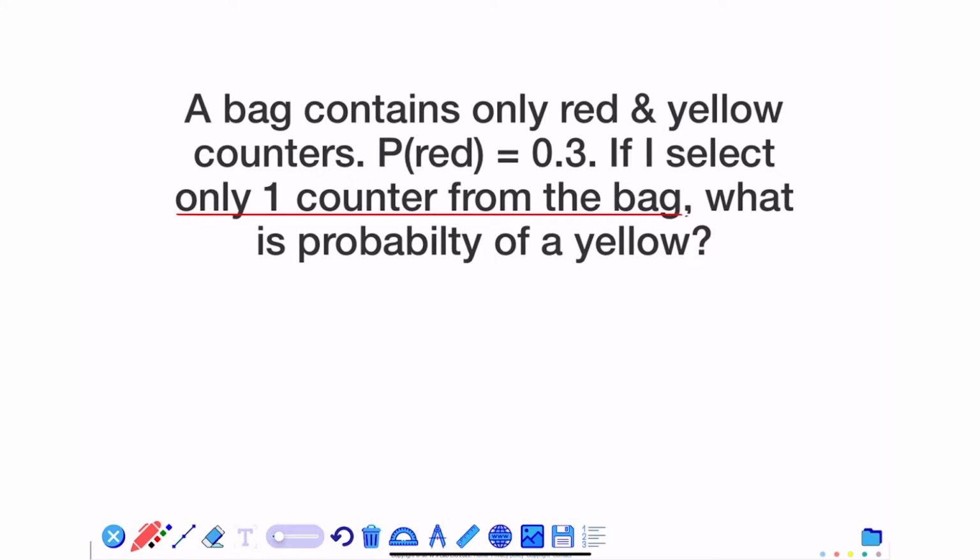In this video, we're going to be learning about mutually exclusive events. Here are the basics. The sum of all probabilities is 1.